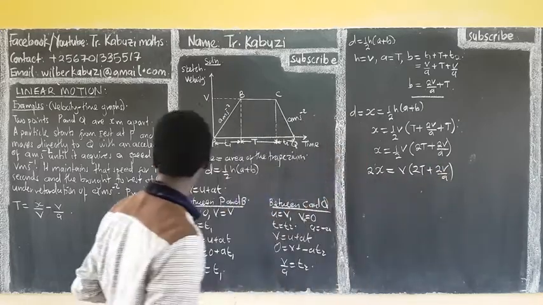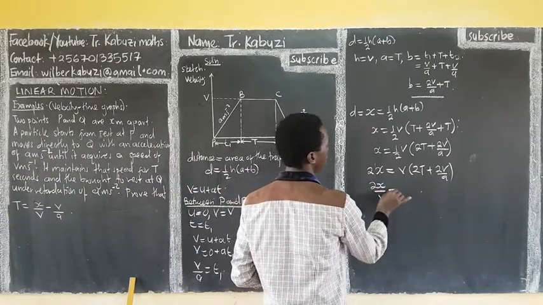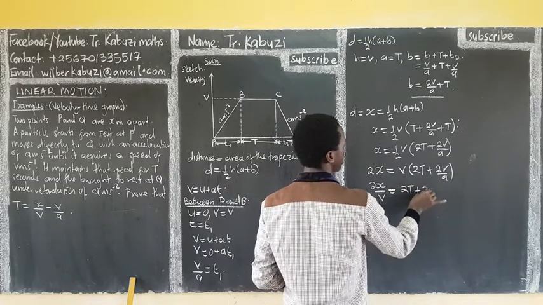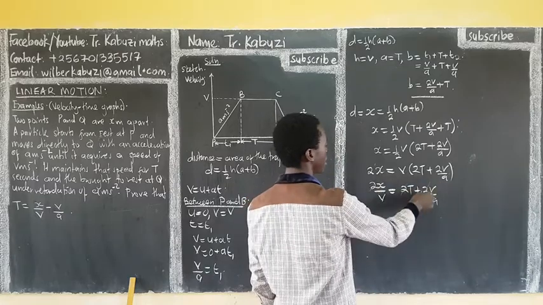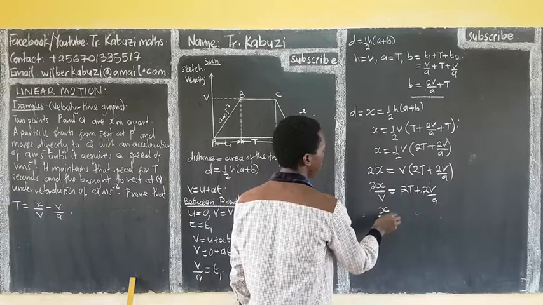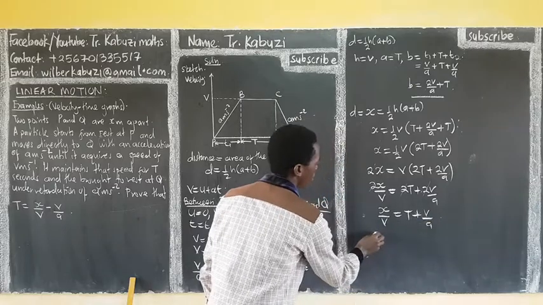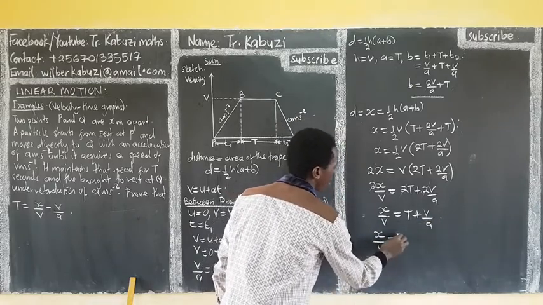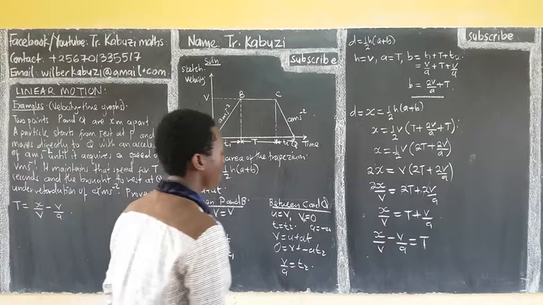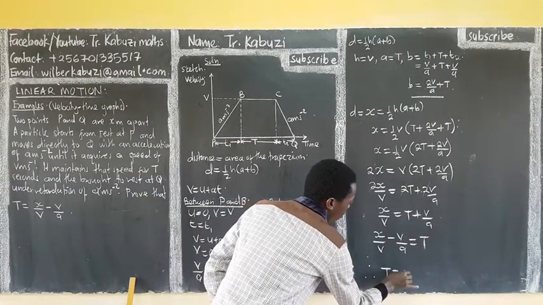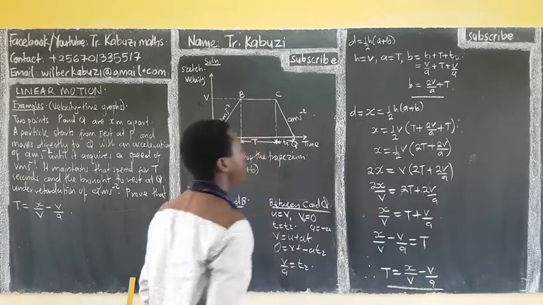Divide this by v, so we have 2x over v equals 2t plus 2v over a. Now divide by 2, so that this 2 will cancel, this 2 will cancel, and this 2 will cancel. It will be x over v equals t plus v over a. Take this aside, we have x over v minus v over a equals our t. So the proof is there, which we can just rearrange. Our t will be x over v minus v over a, and the proof is done.